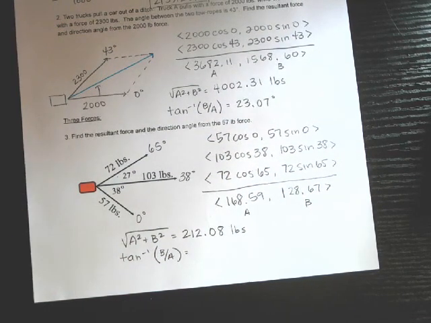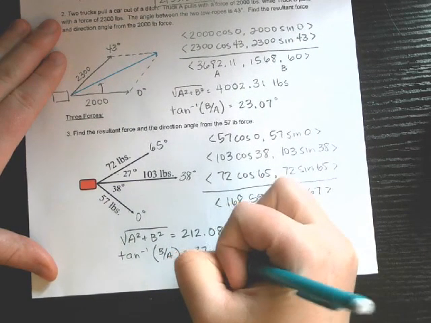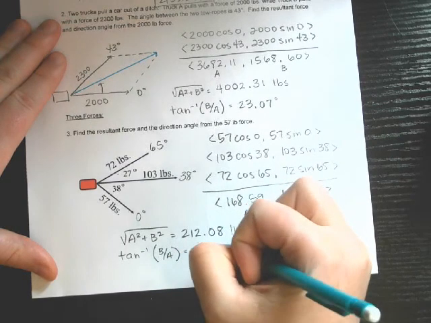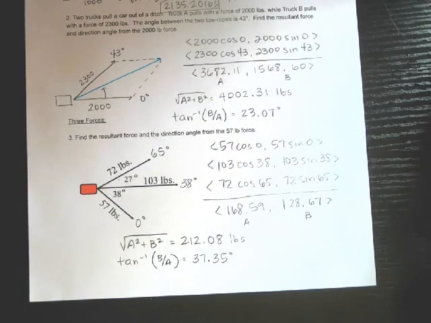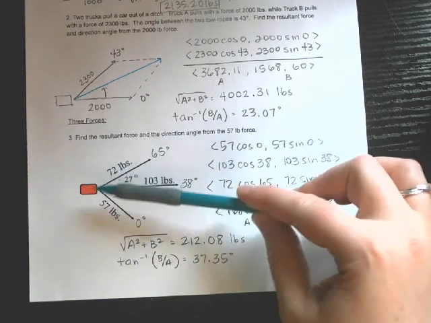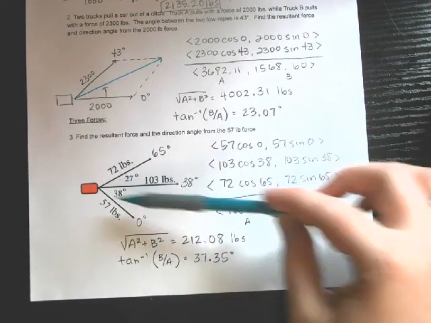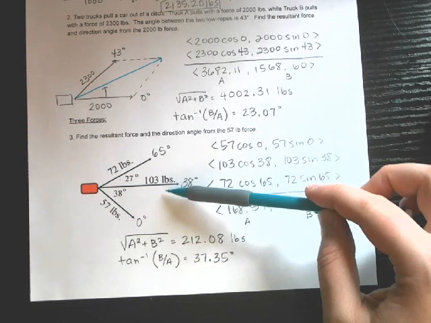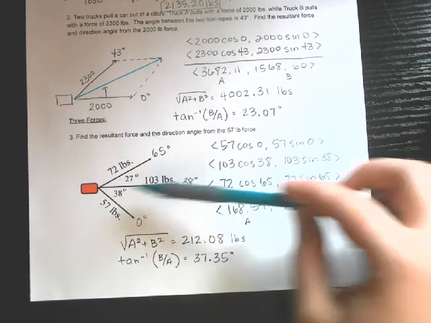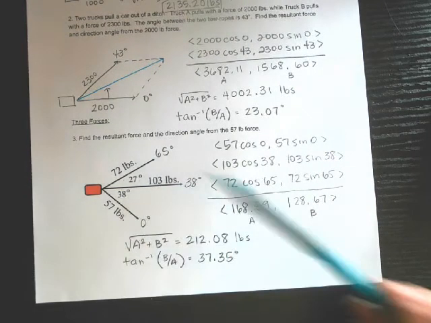And then the direction angle is the inverse tangent of my vertical over my horizontal. So inverse tangent of B over A in my case for the letters that I saved them as. And that gives me an angle of 37.35 degrees. So I know with all three of these pulling, this object is going to have a resultant at 37.